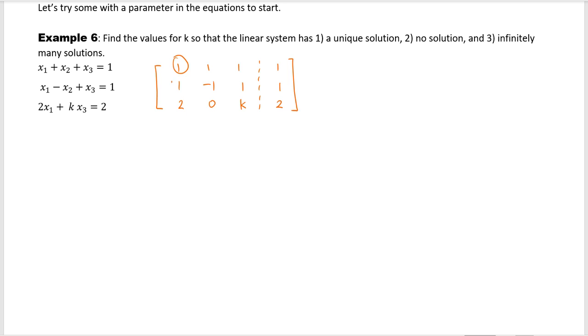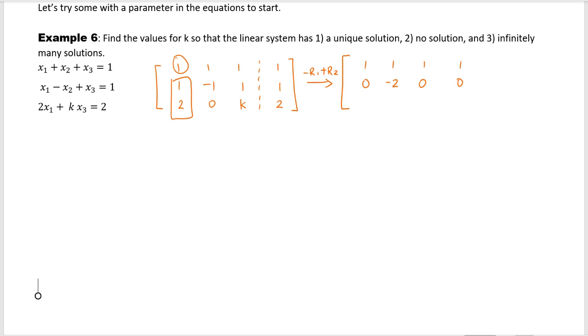If this is 1, then we just use it to kill the entries below it. So how do we kill the entries below it? We use minus row 1 add to row 2. And the first row stays the same. 1 minus 1, 0. Negative 1 minus 1 is negative 2. 1 minus 1, 0. 1 minus 1, 0.